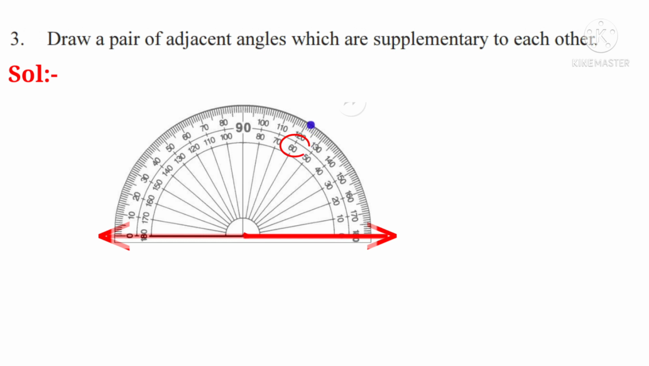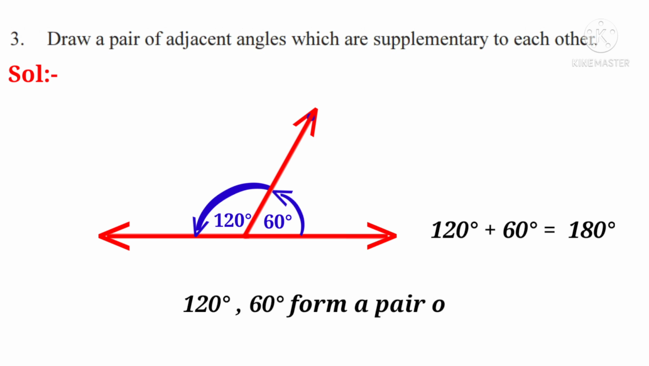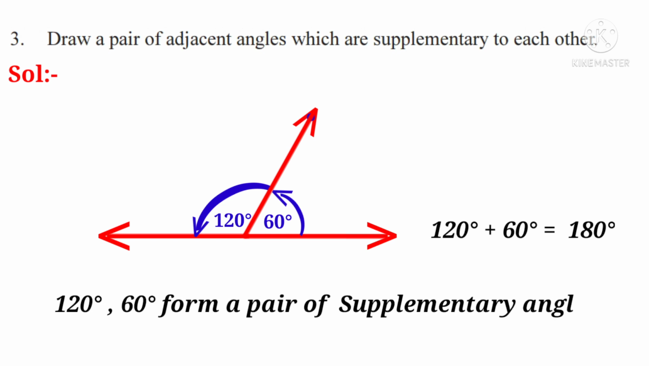Now put a dot at 60 degrees and draw a ray through it. So the angle between the two rays is equal to 60 degrees and the angle on the left hand side shows 120 degrees. Also observe that these are adjacent angles and 120 plus 60 gives 180 degrees. So 120 degrees and 60 degrees form a pair of supplementary angles.